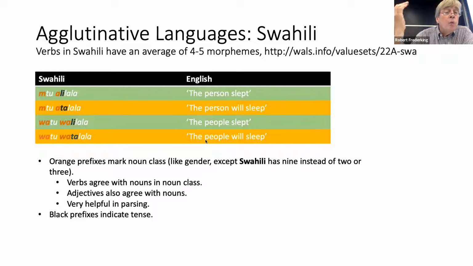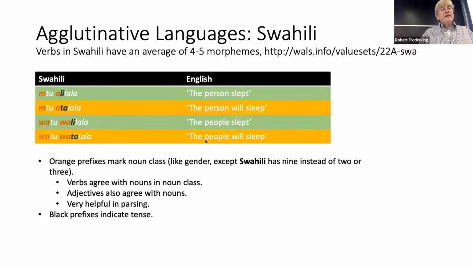Whereas watu walilala is "the people slept." And so you pluralize it by changing the m and the to wa. And watu watalala is "the people will sleep." And I'm told this is all real Swahili. Someone could have played a big practical joke on a lot of people, but I'm pretty sure this is true.